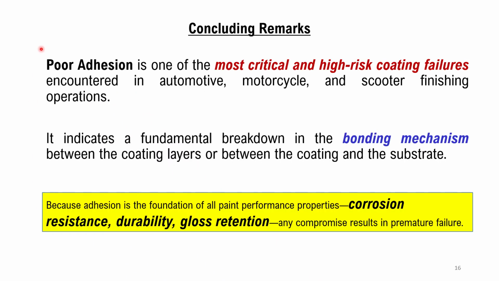Our concluding remarks related to poor adhesion: it is one of the most critical and high-risk coating failures encountered in automotive, motorcycle, and scooter finishing operations. It indicates a fundamental breakdown in the bonding mechanism between the coating layers or between the coating and the substrate. Because adhesion is the foundation of all paint performance properties, corrosion resistance, durability, gloss retention, any compromise results in premature failure.